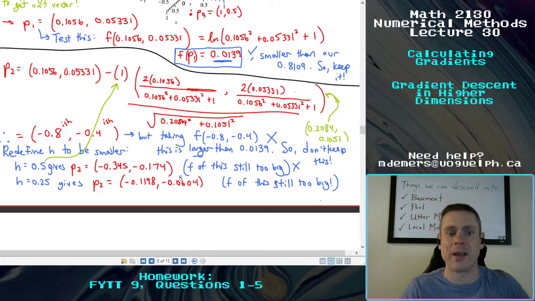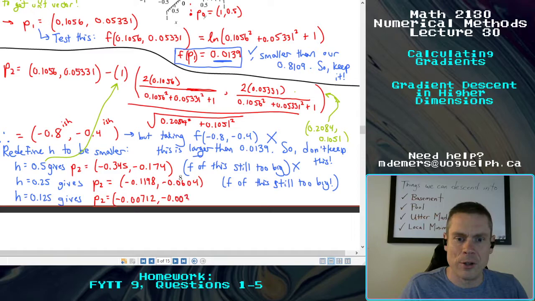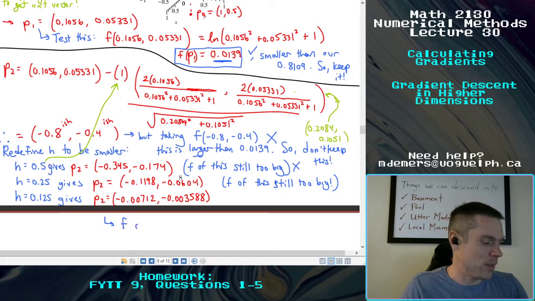So you keep trying. You divide it down. H equals 0.125 gives P2 equals, and this works out to minus 0.00712, minus 0.00358. And this, finally, F of this.